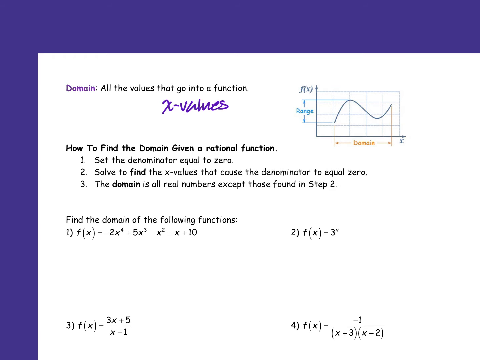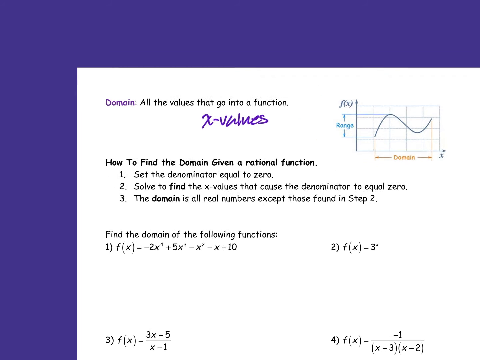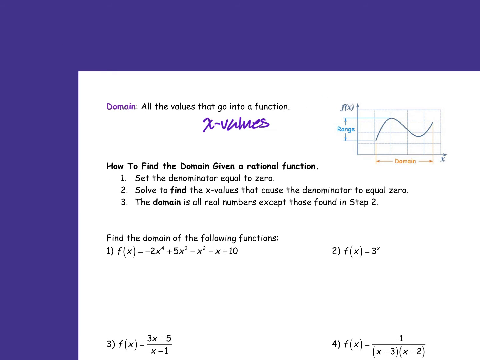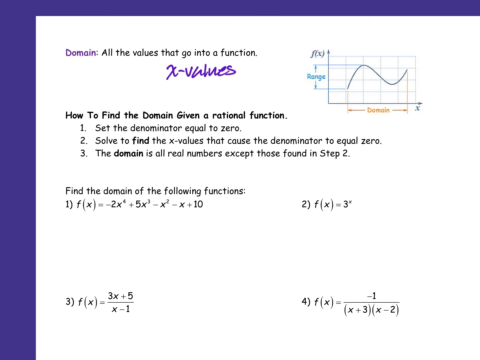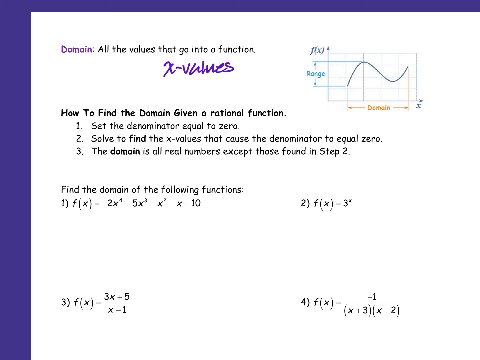How to find the domain of a given rational function. Set the denominator equal to 0. There should be one more step before this. Sometimes, not all the time, I have to simplify the fraction first if it's a rational function. So in Delta Math, you may need to simplify it first. Just need to tell you that.